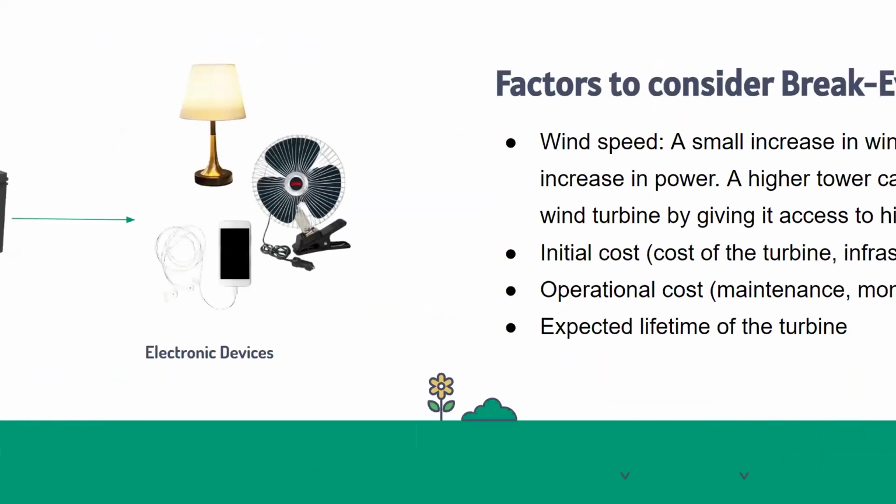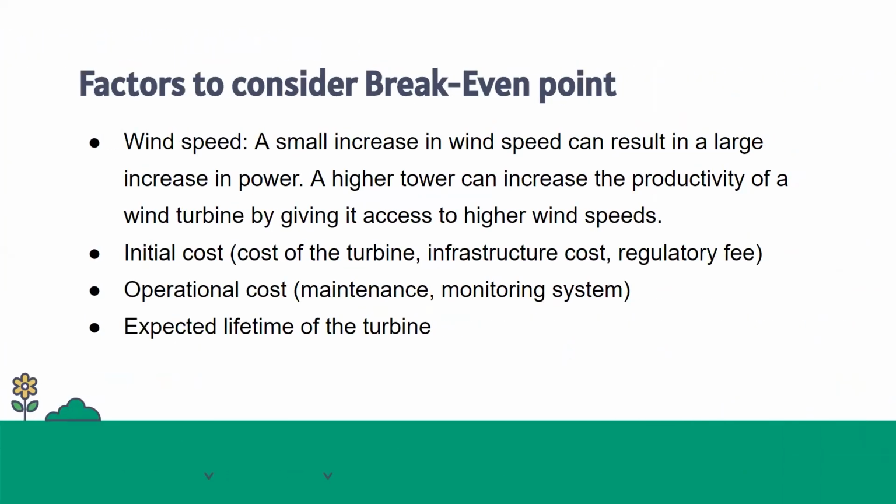So we will move to the end of our presentation, which is the factors to consider and the break-even point. In order to achieve maximum efficiency of our wind turbine, wind speed is the most important thing. A small increase in wind speed can result in a large increase in power. So I would like to recommend using a high tower, which can increase the productivity of our wind turbine and give access to higher wind speed, which can lead to more power generation.